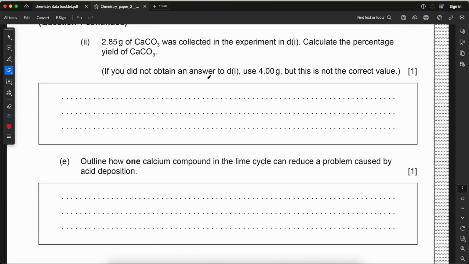2.85 gram of CaCO3 was collected in the experiment in D1. Calculate the percentage yield. Percentage yield would be actual yield divided by theoretical yield, which is 2.85 gram, and the theoretical yield just now is 3.33 gram, the previous question, times 100, which is 86.4%.